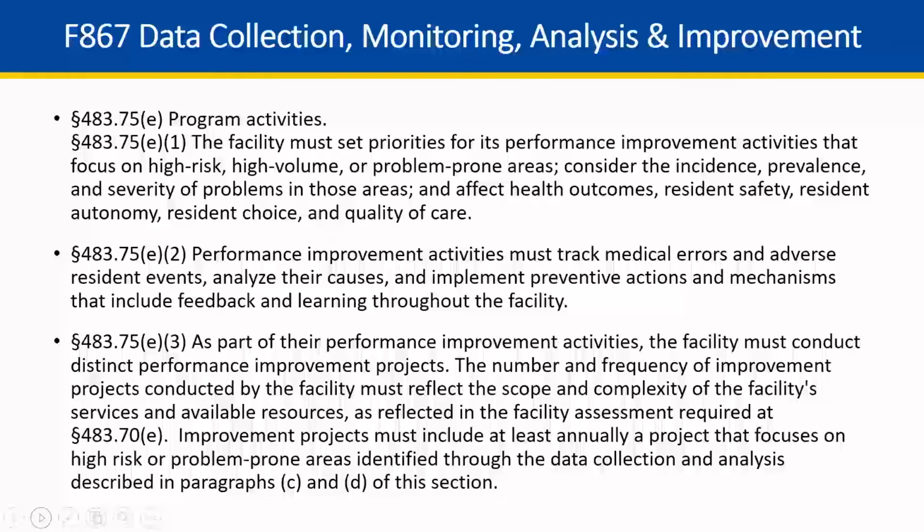The facility must conduct distinct performance improvement projects based on the scope and complexity of facility services and available resources identified as a result of the facility assessment required at 483.70(e). While the number and frequency of improvement projects may vary, each facility must conduct at least one improvement project annually that focuses on high risk or problem-prone areas identified by the facility through data collection and analysis.